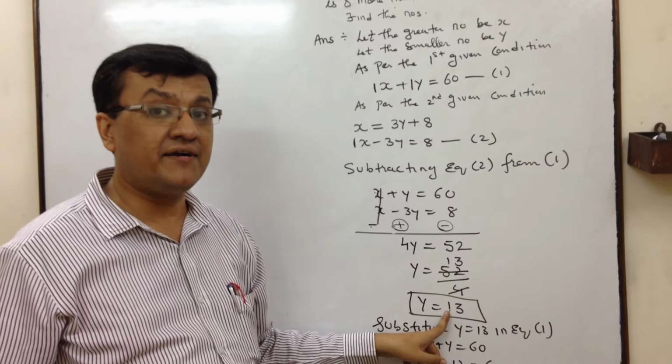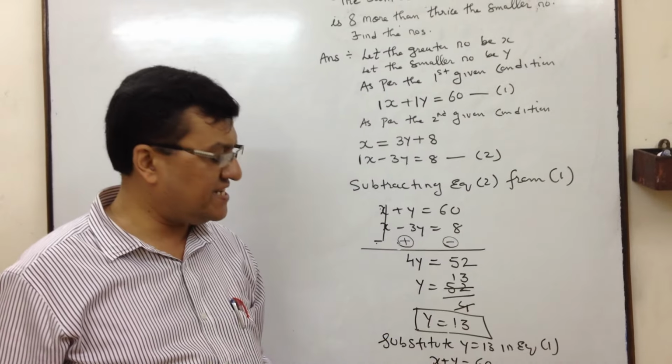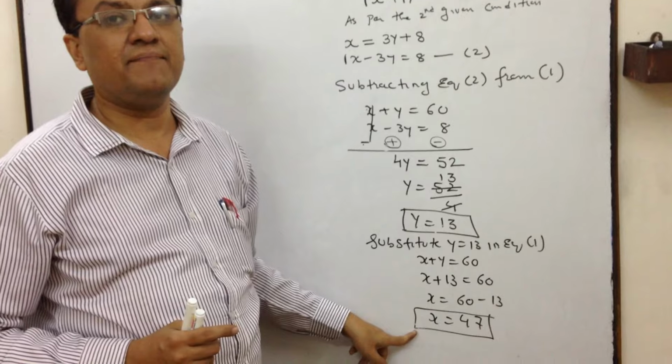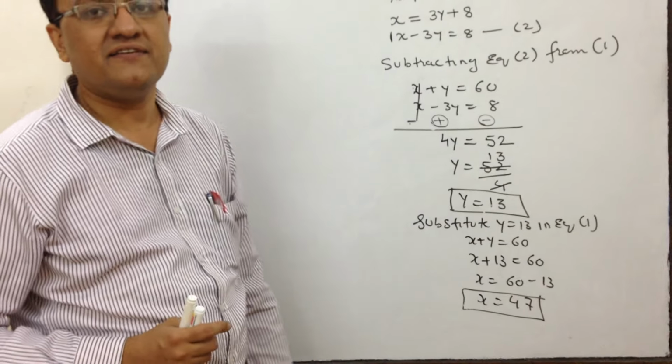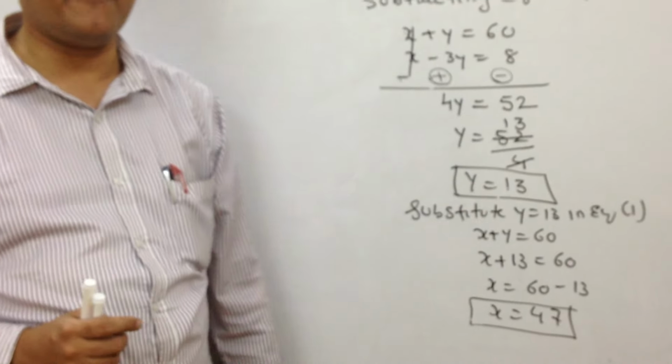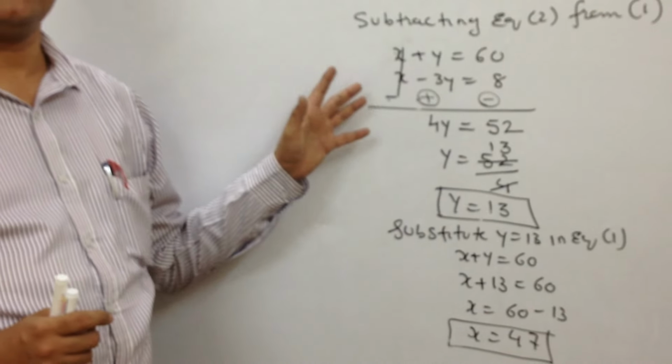So 3 13s are 39. Plus 8 gives me 47. And that is nothing but my greater number. So we have done a correct sum. I hope my students have got much more from this particular sum. Thank you.